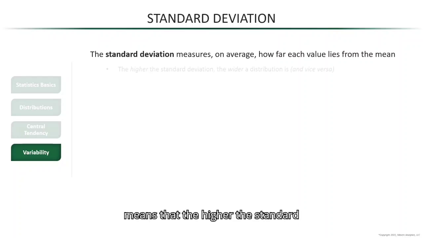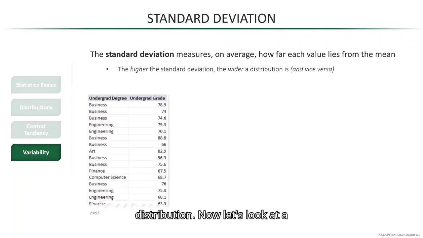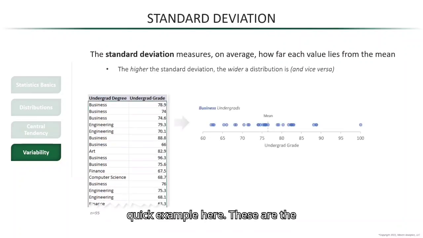Which means that the higher the standard deviation, the wider a distribution is, or the farther away the values are from the mean. And vice versa, the lower the standard deviation, then the narrower the distribution. Now let's look at a quick example here. These are the undergrad grades for business undergrads plotted around their mean, which seems to be around 76. Now, as you can see, some of these values or points are really close to the mean, about 1 or 2 grade points away. Some are a little farther away than that, and some are as far as about 25 points away in the case of the highest value.